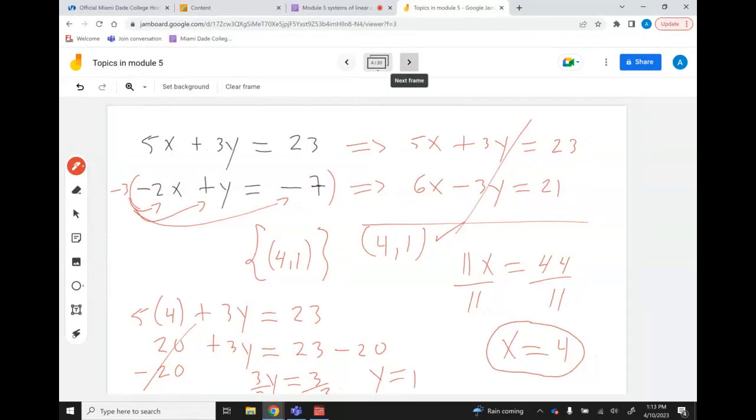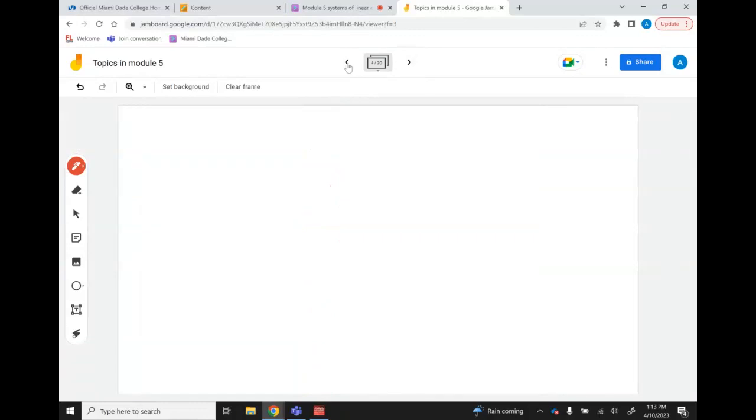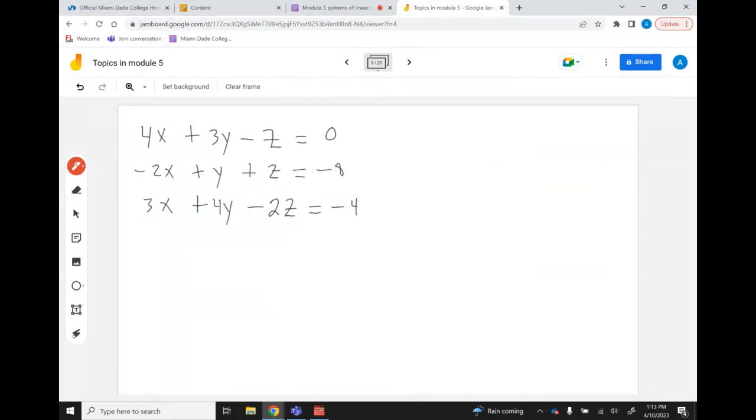All right, let's move on to the 3x3s then. And here is the first one. So now we have a third variable, z, the z value.